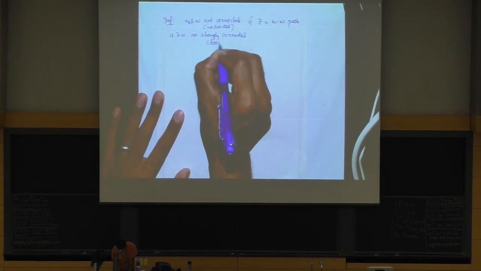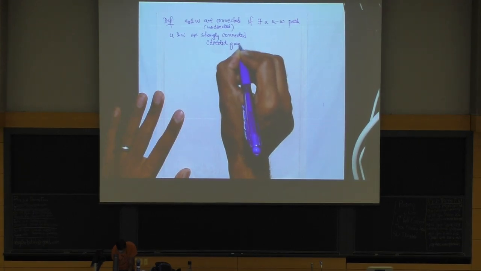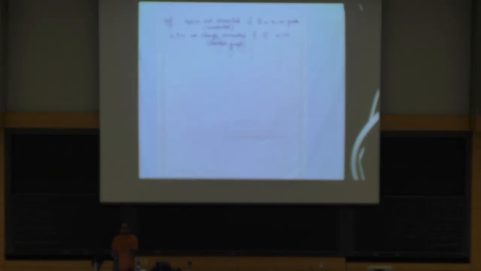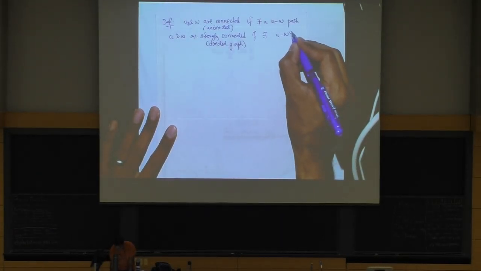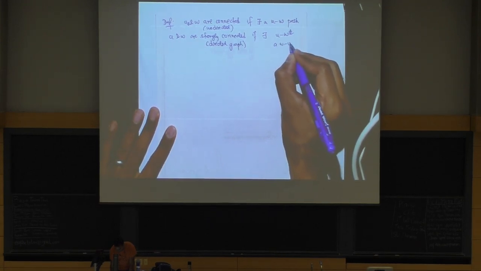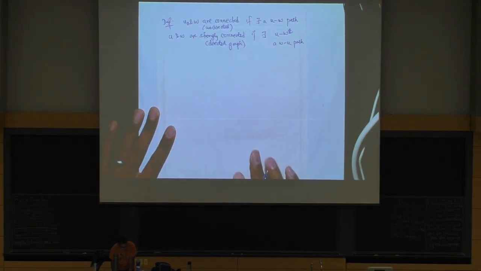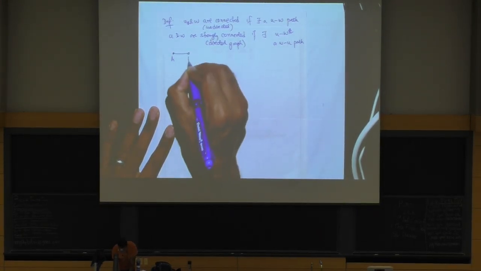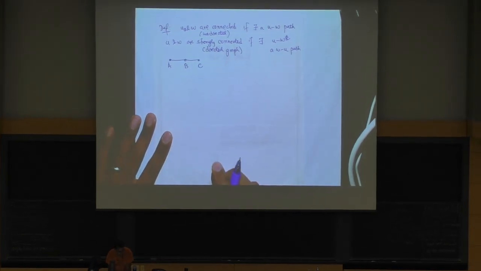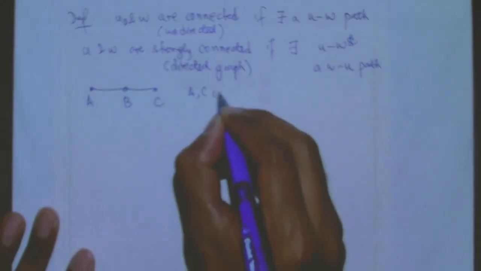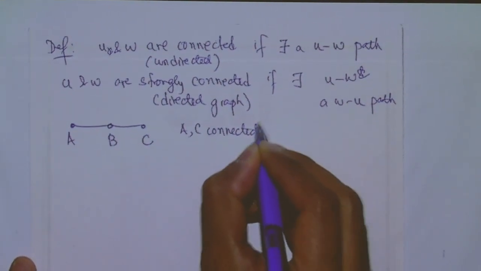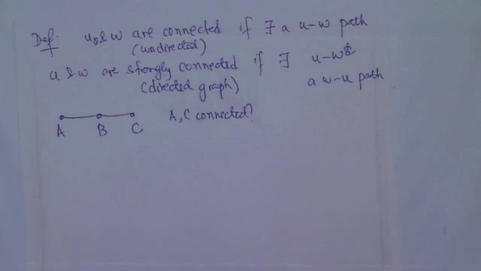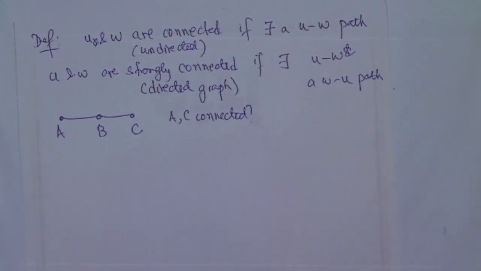So this is a directed graph. If there exists both a path from U to W, so now this is directional, and a WU path. Okay? So as an example, if you have this graph ABC, are A and C connected? Yes, there's a path. You go from A to B to C.